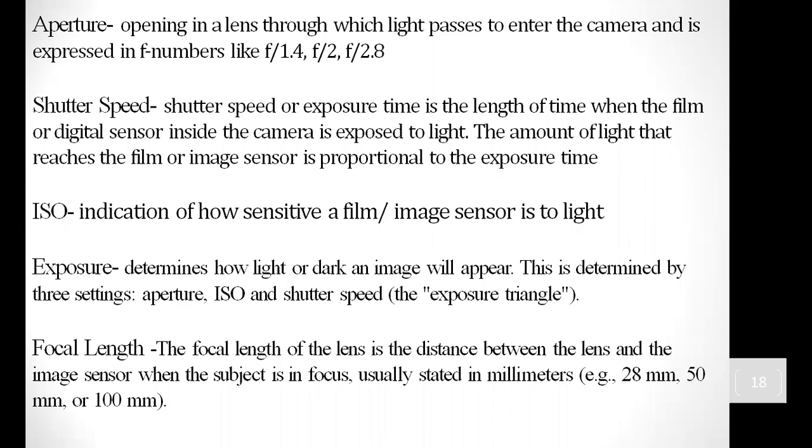Then the next term is exposure, which determines how light or dark an image will appear. This is determined by three settings, that is your aperture, ISO and your shutter speed. So there should be proper coordination for a proper, crystal clear photograph. There are different settings which you should coordinate in such a way that you get the best photograph.